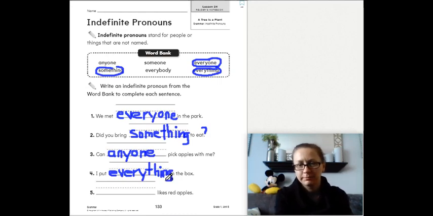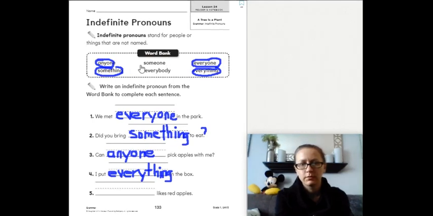And our last one. We didn't circle anyone. There we go. So number 5 says, likes red apples. The word that we're going to use is someone. We can say someone likes red apples. And since it is the first word of our sentence, what do we need? We need capital. So we need capital S here. So we need someone.